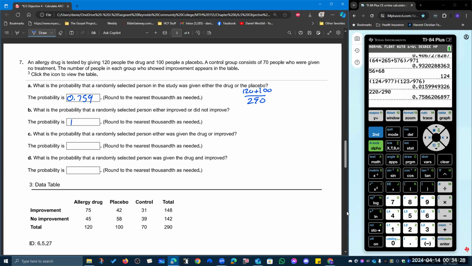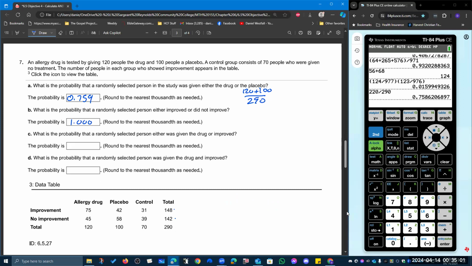What's the probability that a randomly selected person either improved or did not improve? Well, that's going to be 100%. They want that to the nearest thousandth, but 148 plus 142 over 290. You get 290 over 290 is 1. Those are complementary events, so they're going to add together to give me 100%.